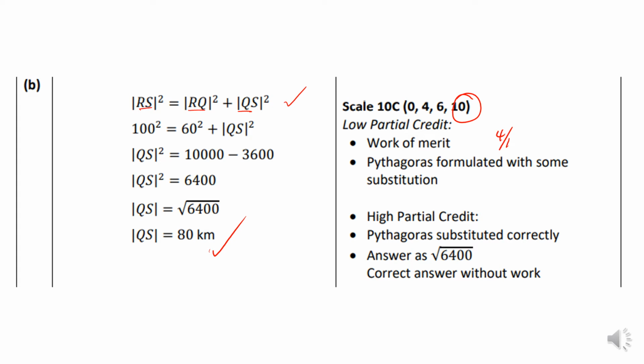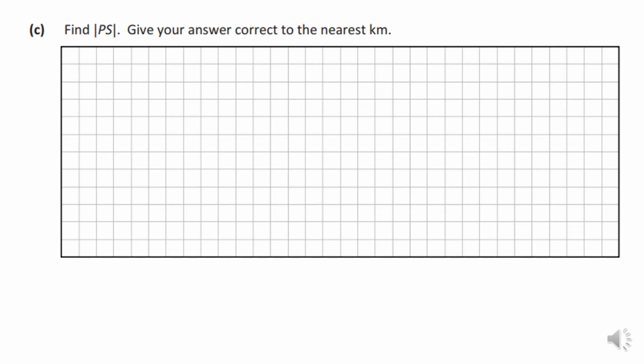4 out of 10 for a work of merit, or if you wrote down Pythagoras with some substitution. 6 out of 10 if you fully substituted into Pythagoras, or if you didn't quite get to the end, if you had the square root of 6,400. So part C says find the length of PS.